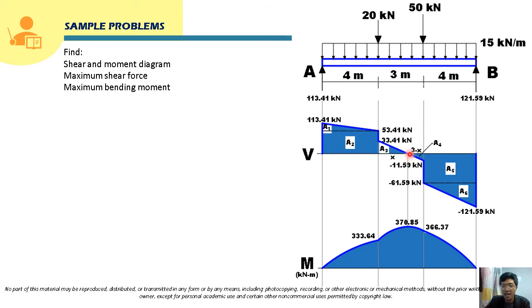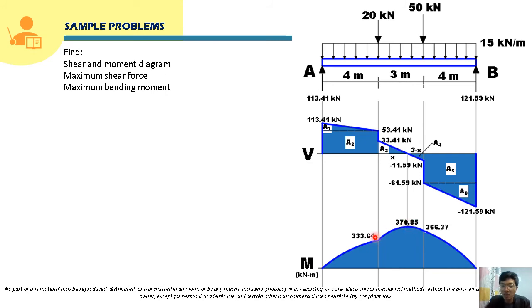And then at x equal to 6 point, what's this distance? At this distance, this is 4 plus 2.2273. So this is 6.2273 from the left at this point. So at this point, class, the moment that we computed is 370.85. So it will be here.